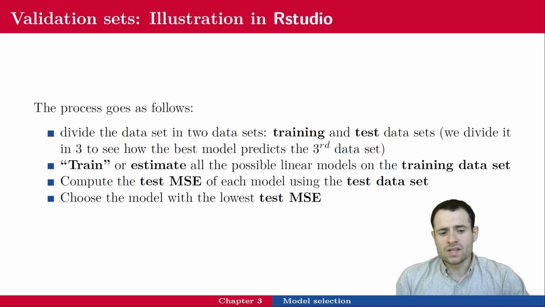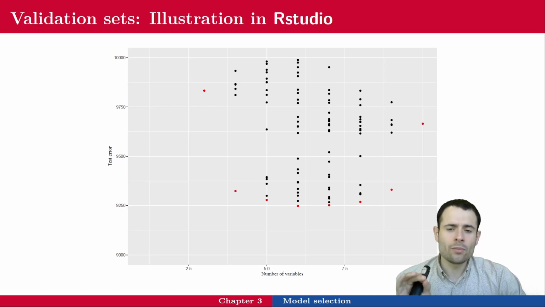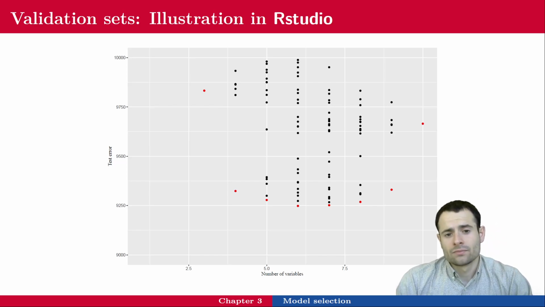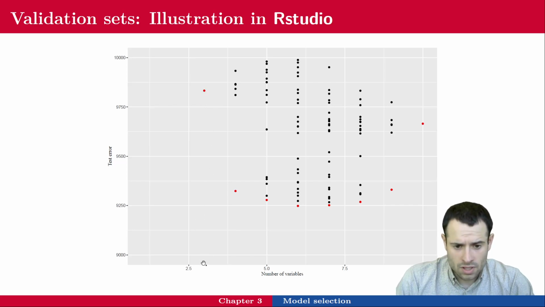Basically, the process yields the following graph. This is the graph where you want to get at the end. On the x-axis is reported the number of variables. So I have different models with different number of variables. I have a model with 3 variables. I have 1, 2, 3, 4, 5, 6 models with 4 variables, and so on and so forth.